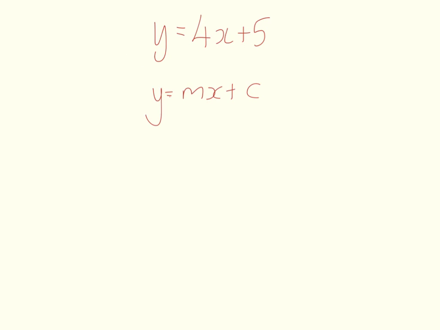So we are told that m is the gradient and m is just the number before the x. So here m is 4. And if we compare the c's, we can see that c is equal to 5. That means that our line will cut the y-axis at 5.